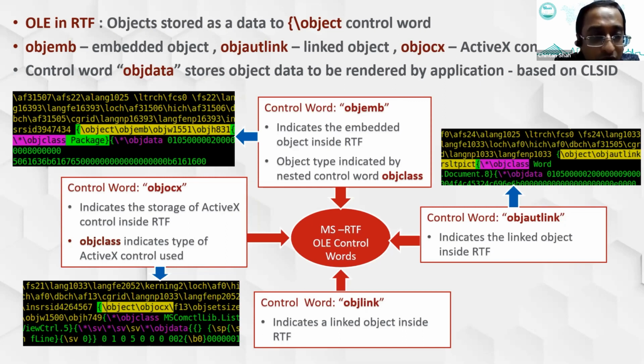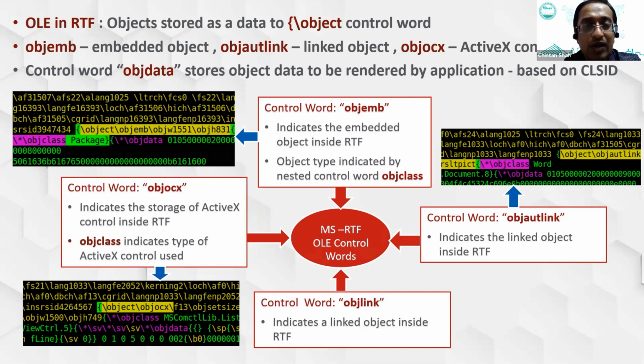If you look at the screenshots closely, there is a control word called OBJ data, which is the data that is to be rendered by the OLE control. And that rendering is primarily based on the CLSID, which is determined by OLE32.dll, which handles the OLE infrastructure in the Office suite. So, some of the important control words.